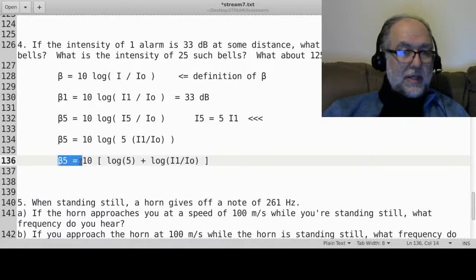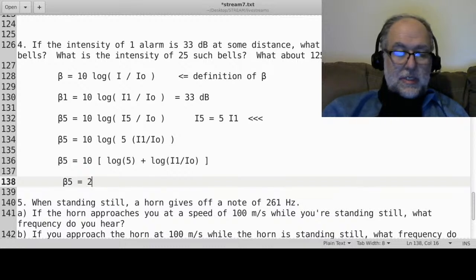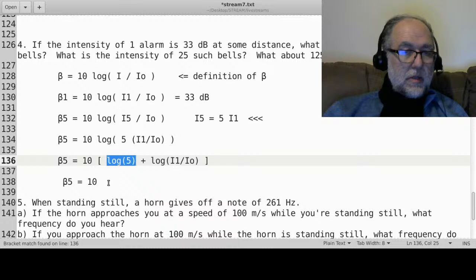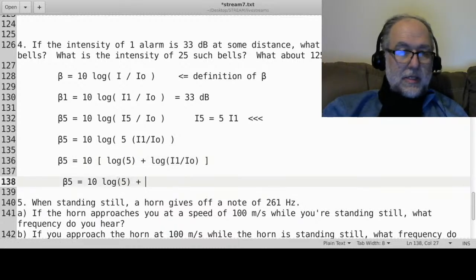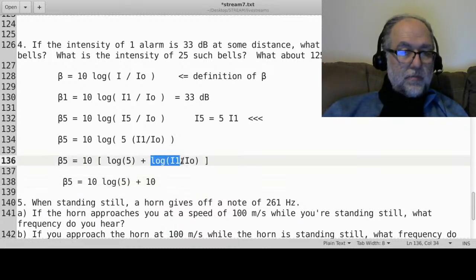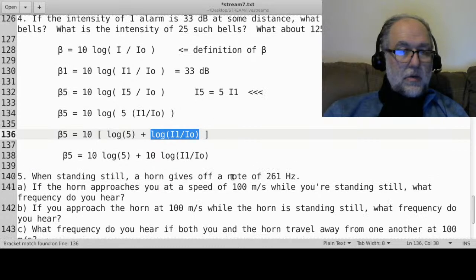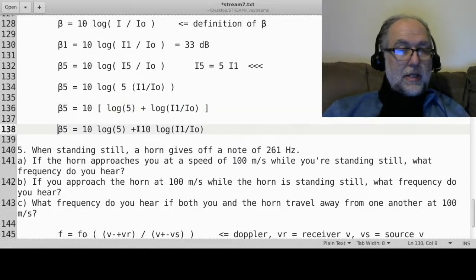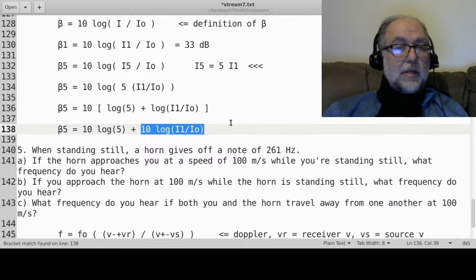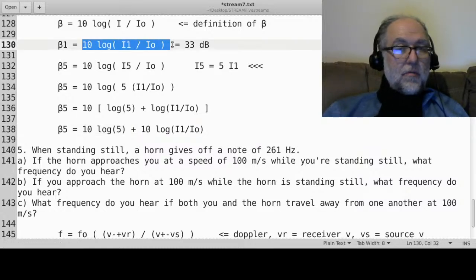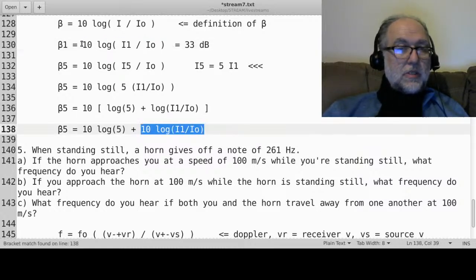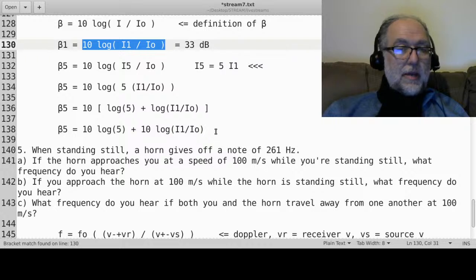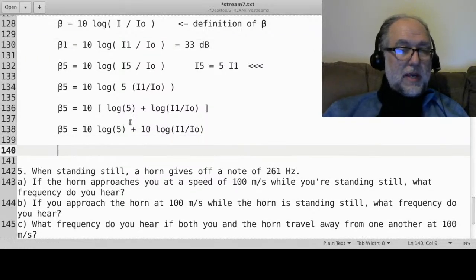So now that's equal to 10 times the first one, plus 10 times the second term. And now what? You take a look at this and you go, I remember that. There it is right there. So this piece is just that piece right there, and we know what that's equal to. That's equal to beta 1.